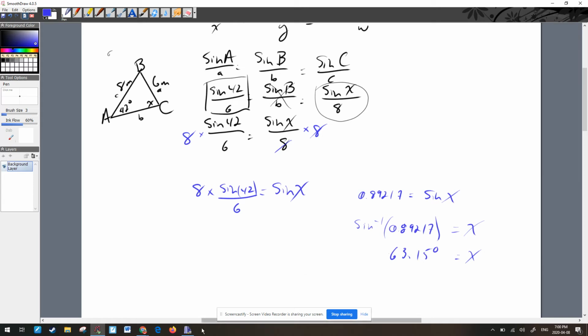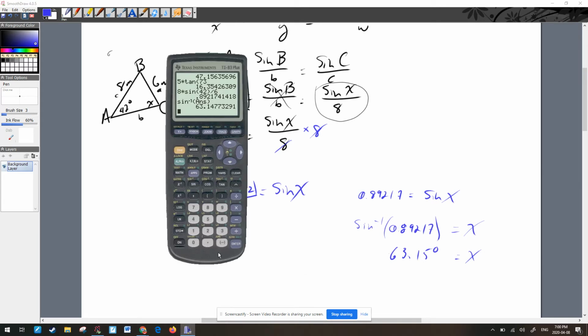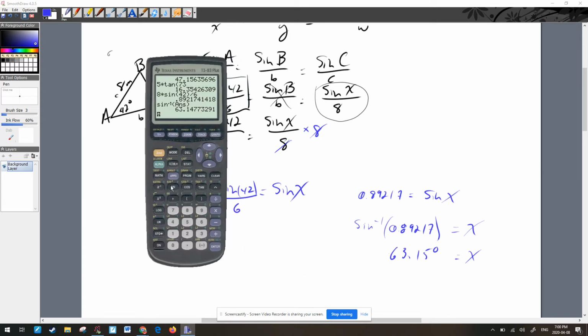But let's look at how the answers change depending on how many decimal places I take. So if I did sine inverse of just 0.89, right? How does that change it? Probably not a lot, but it's going to change it, I bet. Yeah, so look, it goes from 63.15 to 62.87.